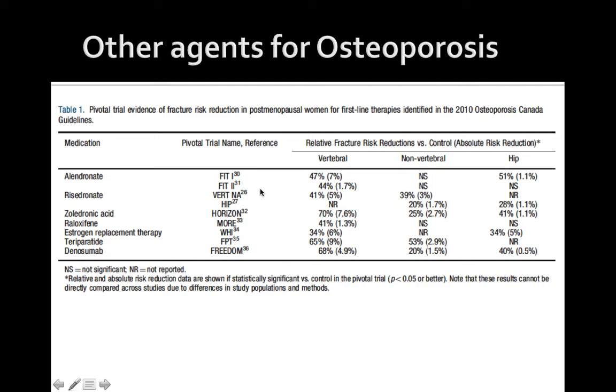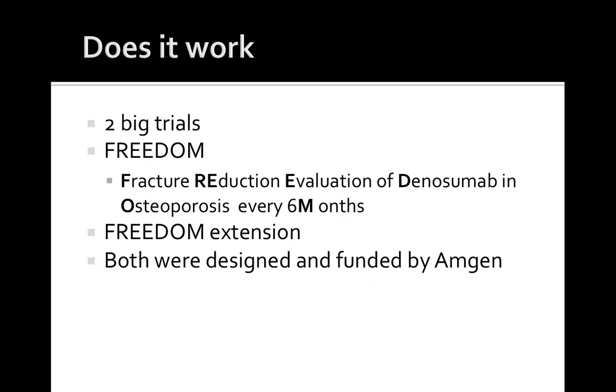So there's other agents that are used for osteoporosis, and here's the big trials for them. Alendronate was the FIT and the FIT2. There was risedronate, zoledronic acid in Horizon, and then raloxifene, estrogen replacement therapy, teriparatide, and then finally Denosumab. I don't really have time to talk about all of them today, but as a medical student, you really need to know the positives and negatives of each one, and I'll include a table for that.